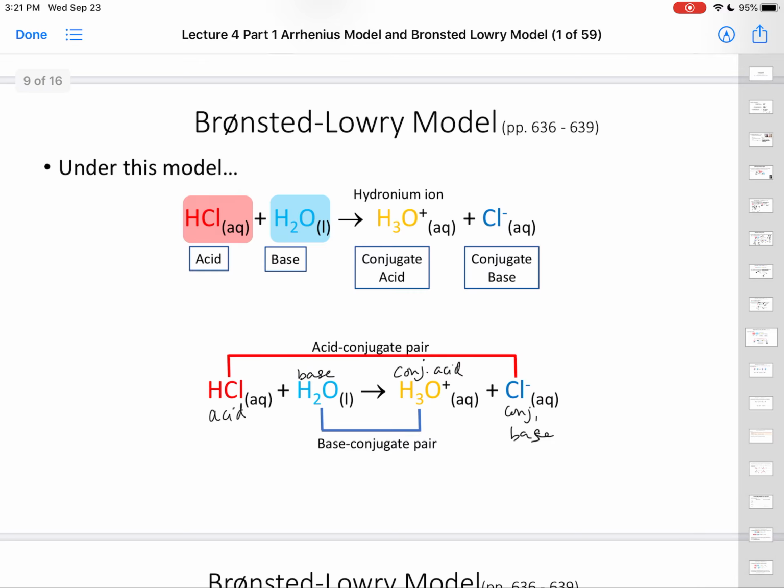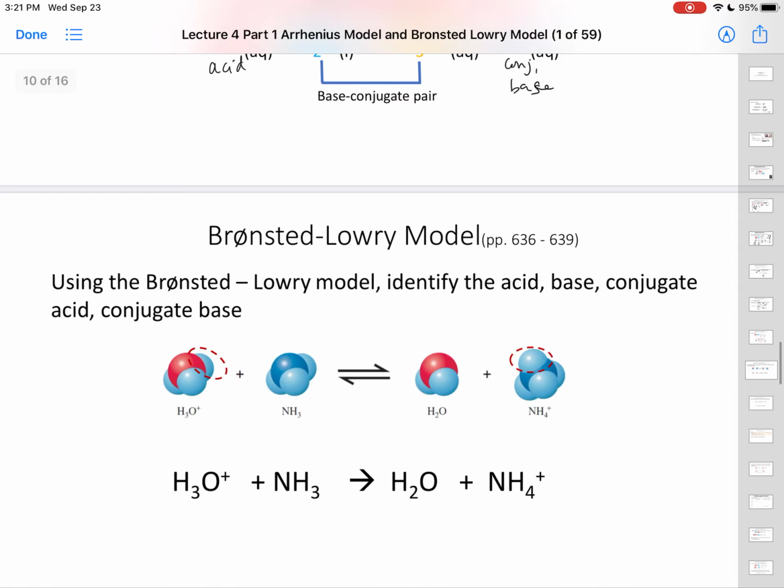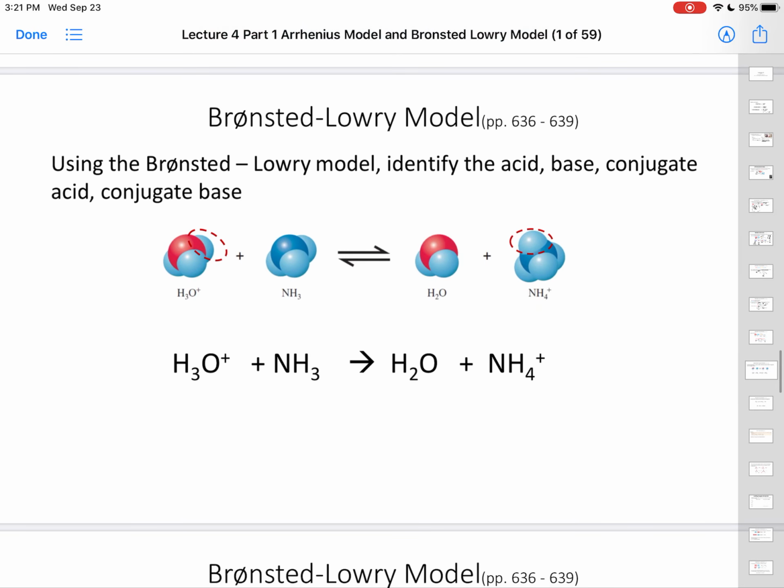So you will have to label acid, base, conjugate acid, and conjugate base in the homework. So just make sure you know how to do that. We'll do some example practice problems. We're going to look at the Bronsted-Lowry model and identify what is the acid, base, conjugate acid, and conjugate base. So H3O plus reacts with NH3. Notice this hydrogen is going to get donated to the NH3 to form NH4 plus.